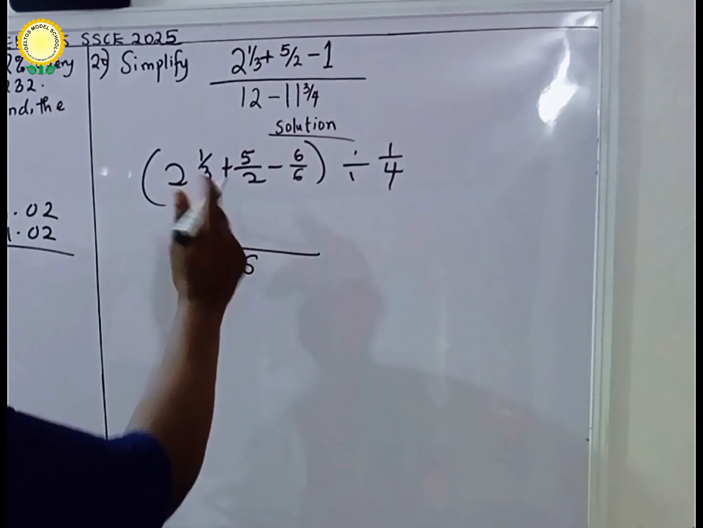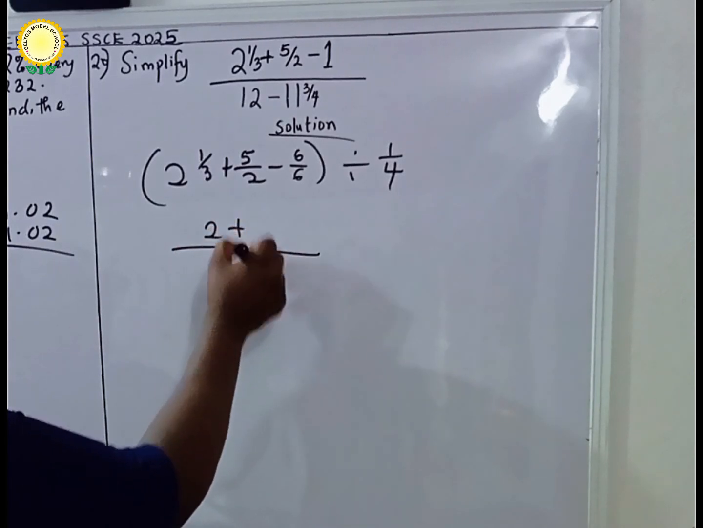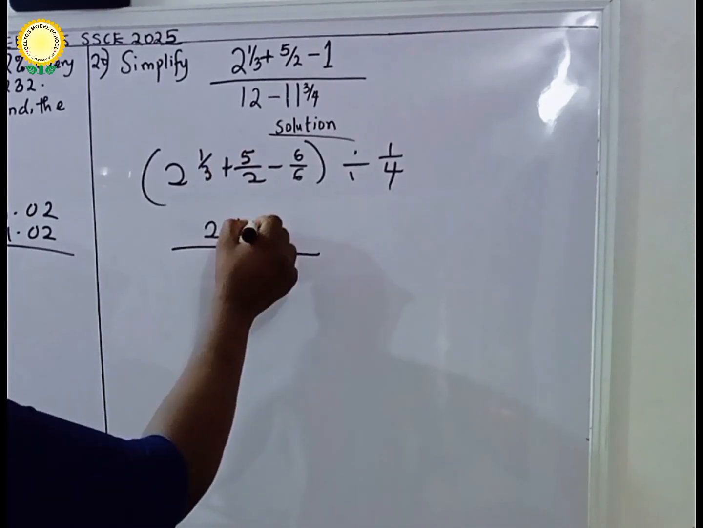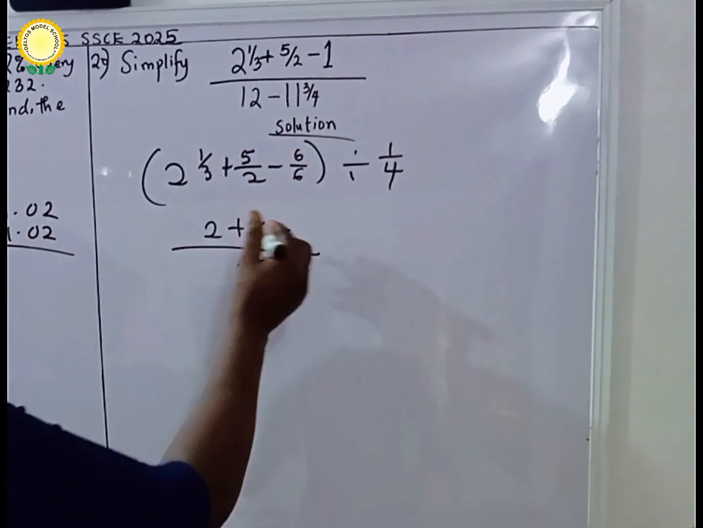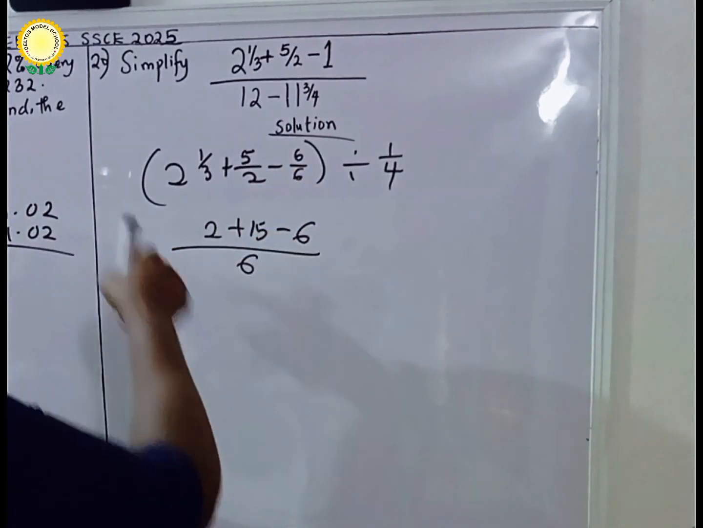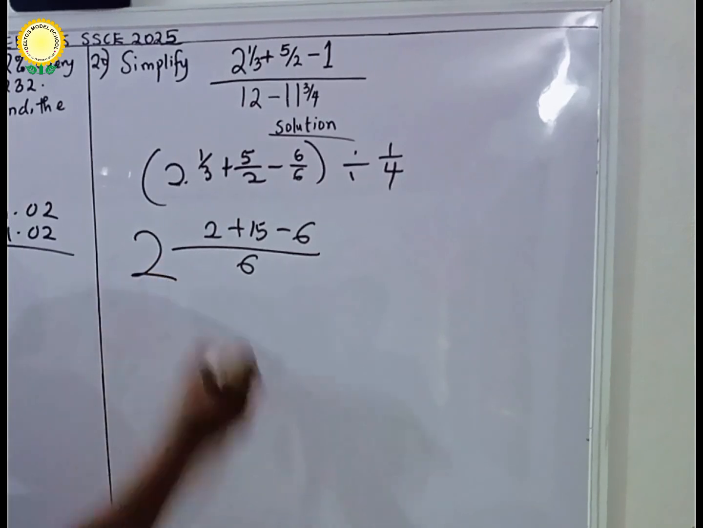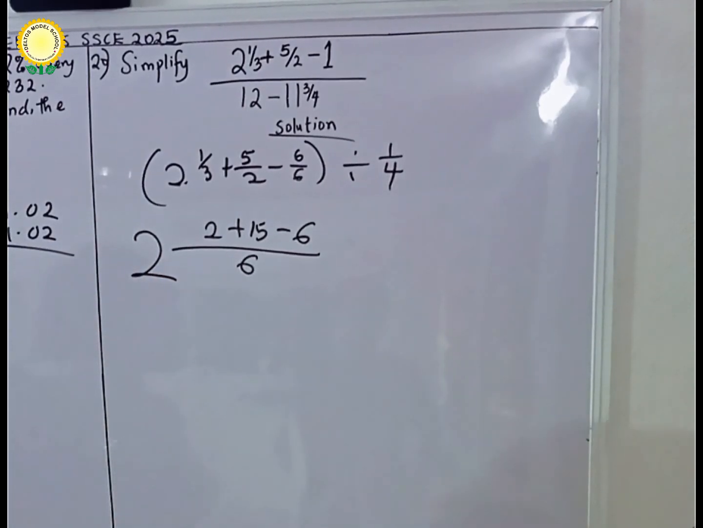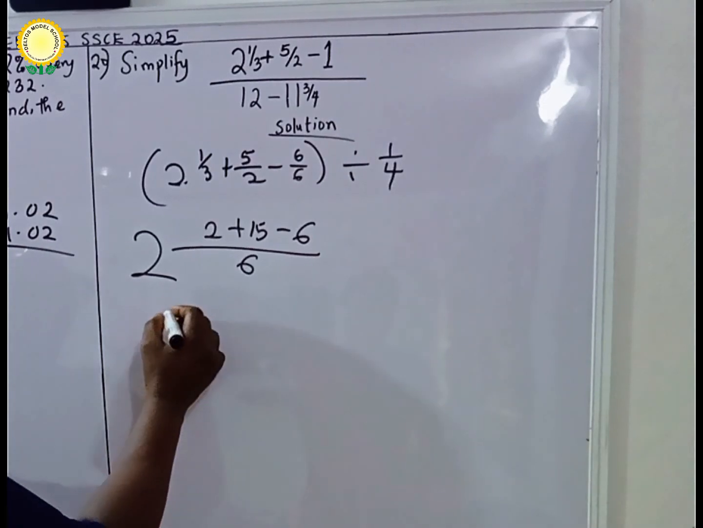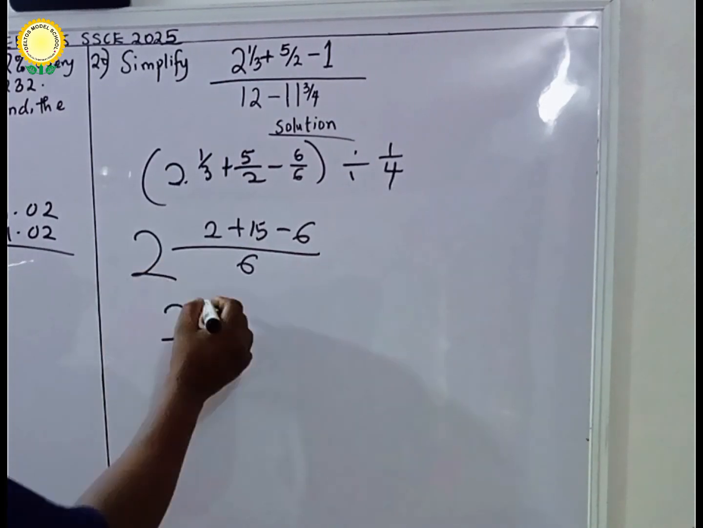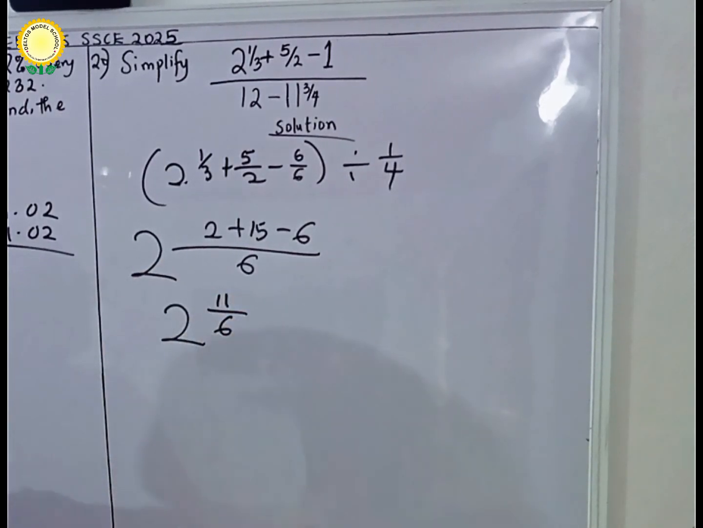We have 6 divided by 3 is what? 2. 6 divided by 2 is what? 3. 3 times 5 is 15. 6 divided by 6 is 1. 1 times 6 is 6. Don't forget this 2. I usually write it here. I don't write it at the end of my solution. I carry it along with me everywhere I go. So we have 17 minus 6 is what? 11. You have 11 over 6.